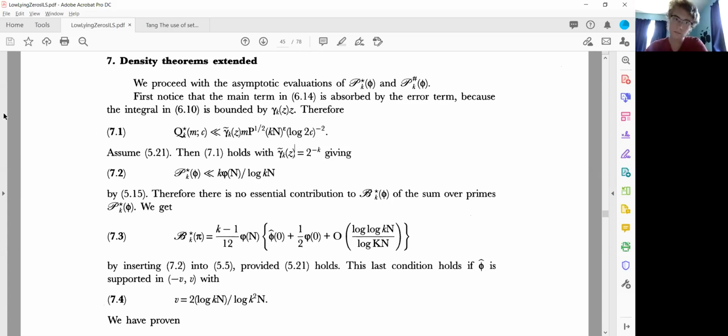All right, so now we have all the expressions from before, and we basically say there's no contribution to bk star from the sum over primes. And we get bk star is equal to the following expression.